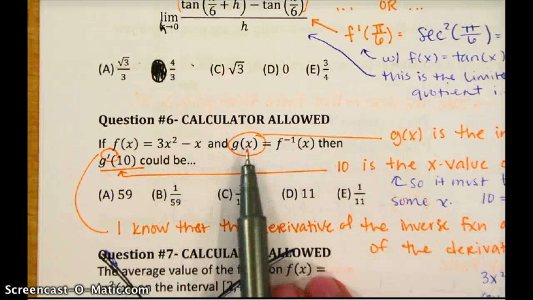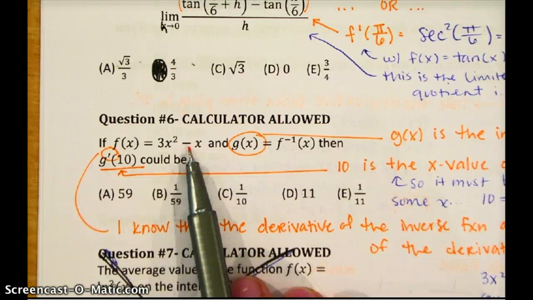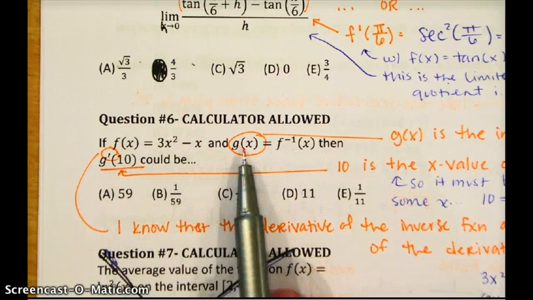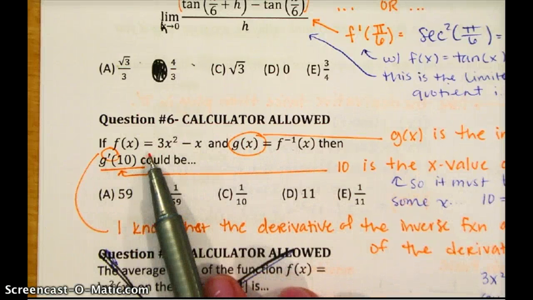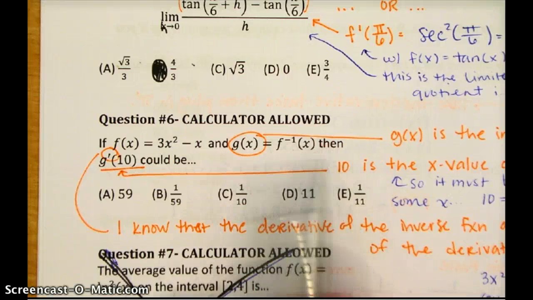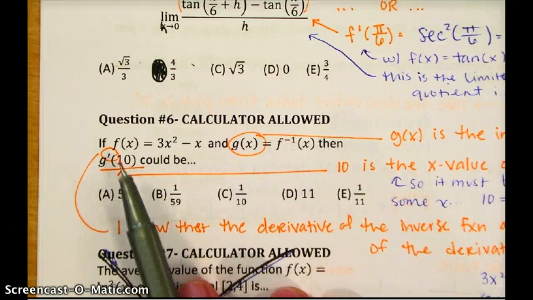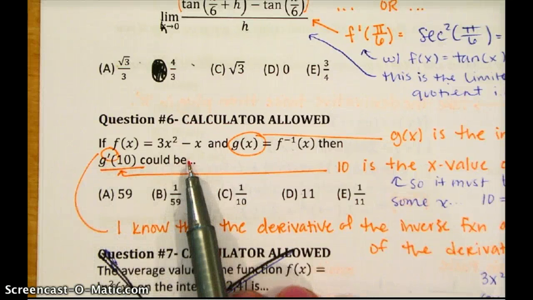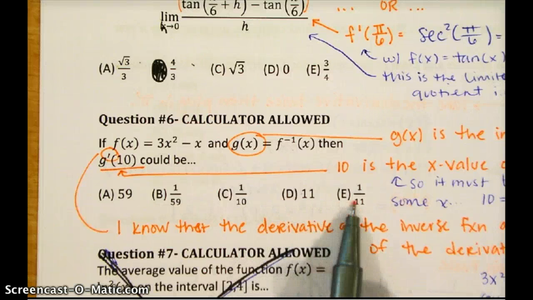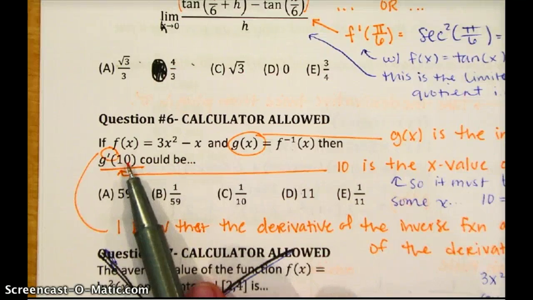So the first thing I am going to do is just read this and interpret. If f of x equals 3x squared minus x, okay, there's some function, and g of x equals f inverse of x. Oh, okay, so they're telling me that g of x is the inverse function of f of x. Then g prime of 10. Prime means take the derivative, and that means at 10, so 10 must be an x value where we're trying to take the derivative. And then they want a number answer. These numbers are supposed to represent the slope of the inverse function when x equals 10.